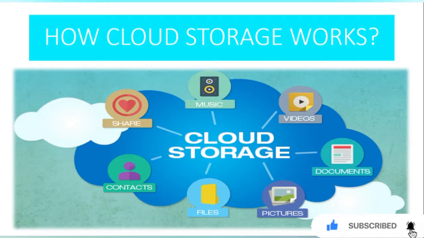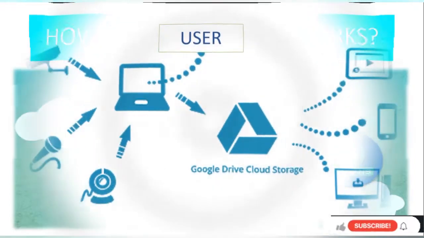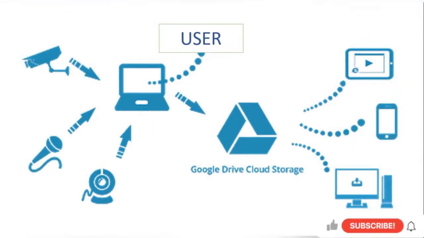Now, how cloud storage works varies depending on the type of storage used. So there are three main types of uses. First is block storage. Second is file storage. And third is object storage.